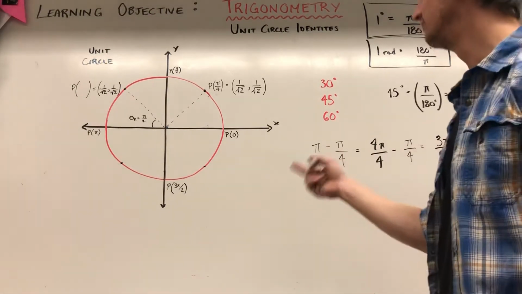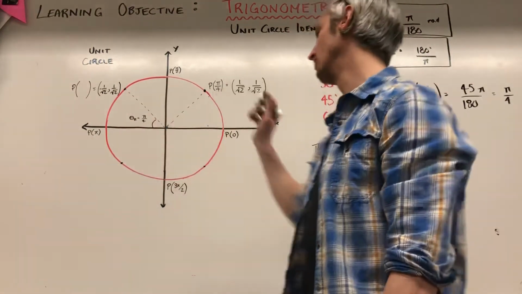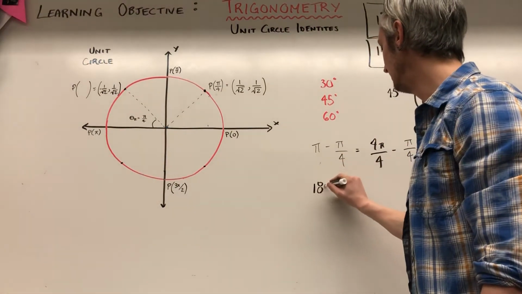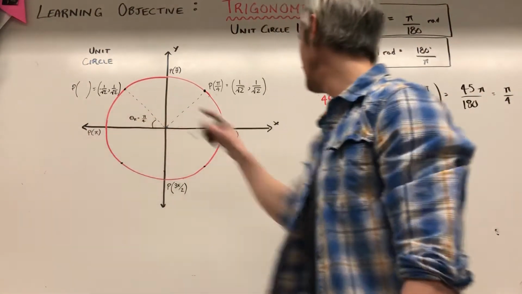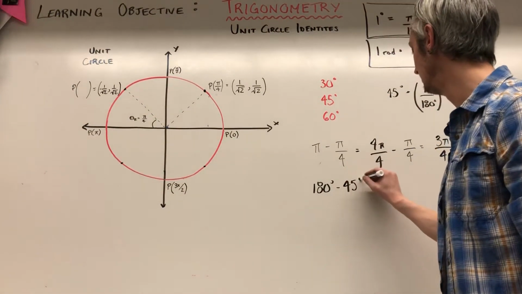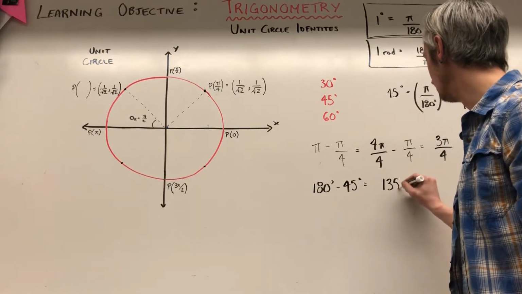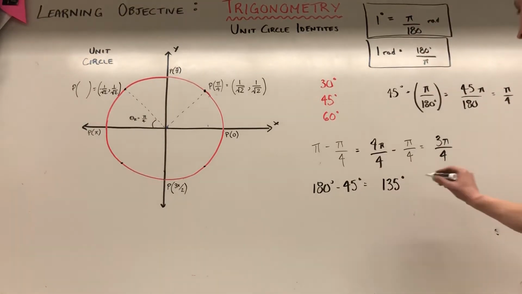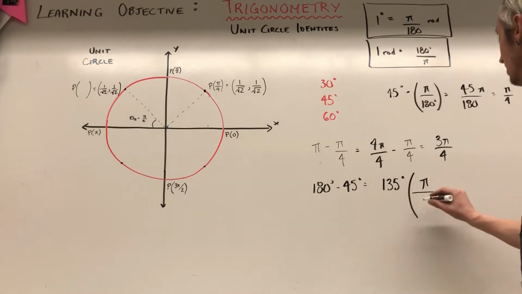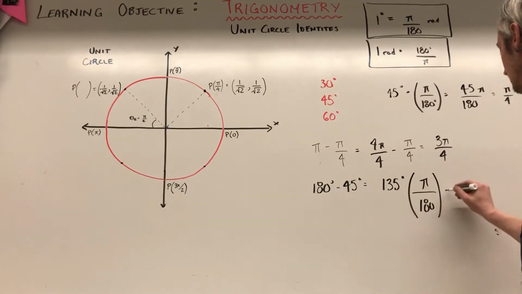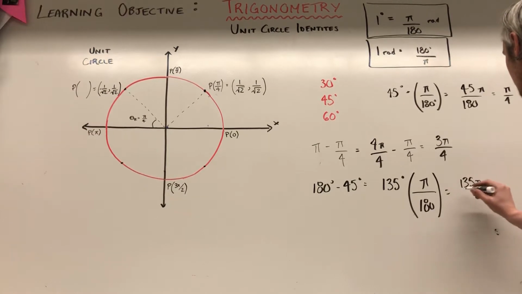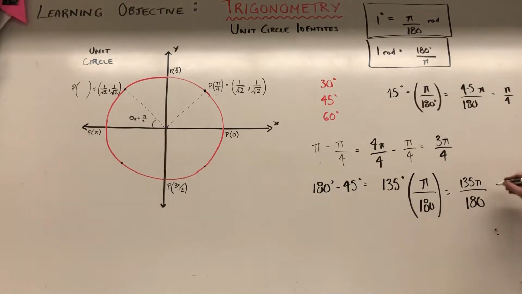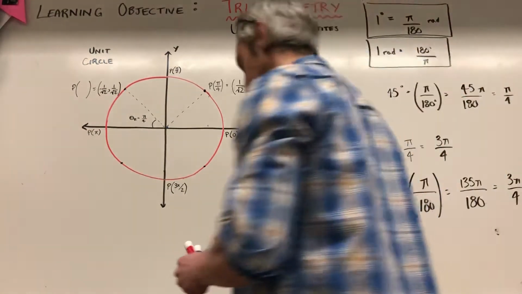Now if I wanted to just deal with degrees and convert after, I could have said: 180 degrees is where this is, minus that reference angle of 45 degrees, gives me 135 degrees. Then I could multiply 135 times pi over 180, which is 135 pi over 180. If I simplified by dividing everything by 45, I'd get 3 pi over 4. Two ways of doing the same thing.